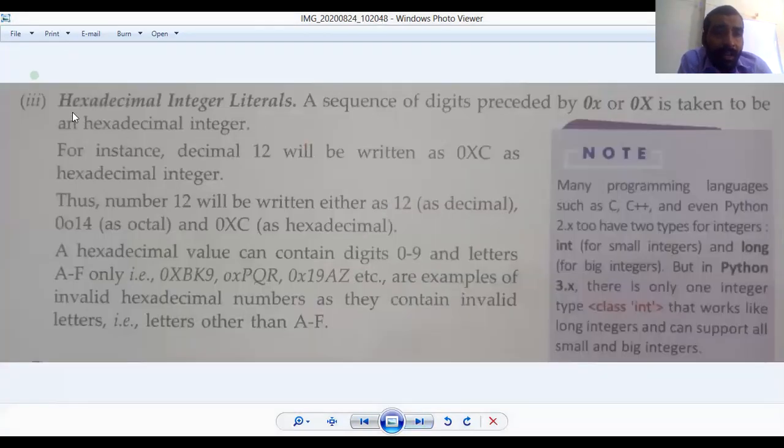Then we have hexadecimal. A hexadecimal integer is a sequence of digits preceded by 0x, where x indicates base 16, the base of hexadecimal. For example, 12 will be written as 0xc. Here C stands for 12, as I told, and 0x indicates the base of hexadecimal.